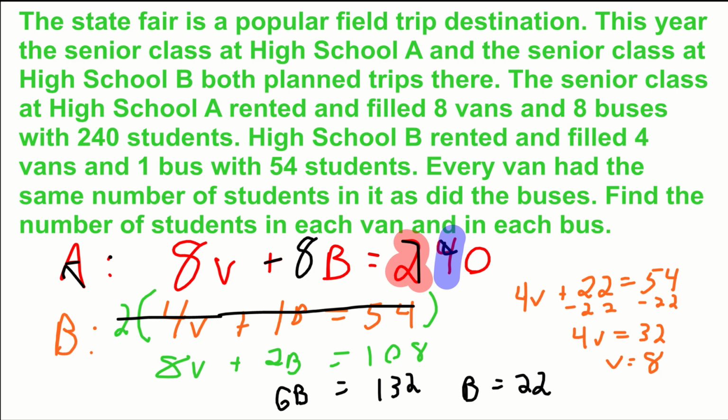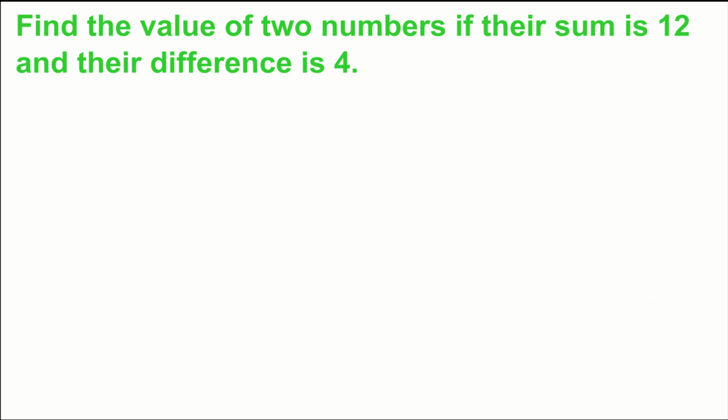So that means each bus has 22 people. Each van has 8 people. If I plug those numbers in here, they'd add up to give me 240. Okay? Any questions on that? All right, y'all try this one. This one's a little less complicated with the equations.